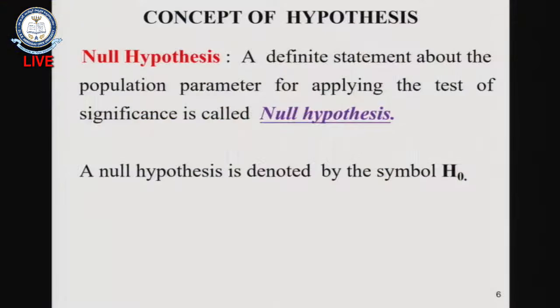Now, before discussing the previous concepts further, we will discuss two important topics. One is the null hypothesis, another is the alternative hypothesis. A null hypothesis means a definite statement about the population parameter for applying the test of significance. A null hypothesis is denoted by the symbol H0. So it is a simple statement about the parameter.